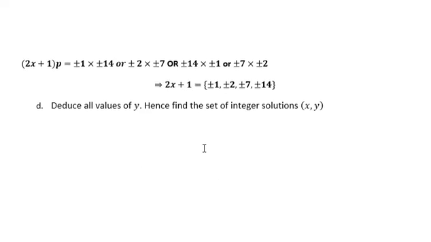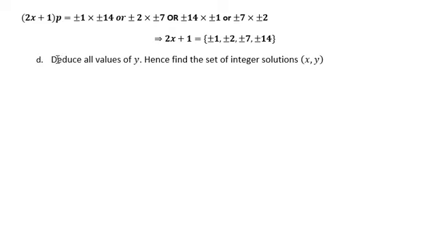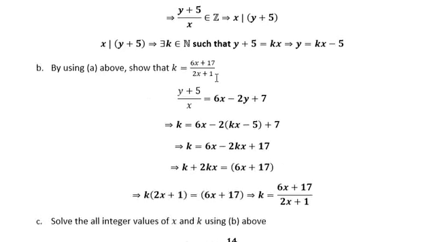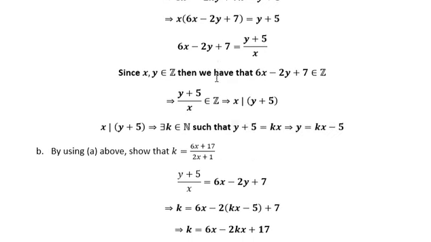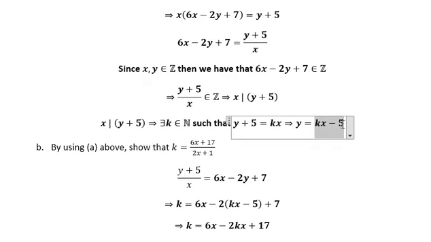And then automatically you have all your values of y, because we know that y is equal to kx minus 5. So when you replace the value of x and the corresponding value of k, you find the value of y, and you're done with the equation.